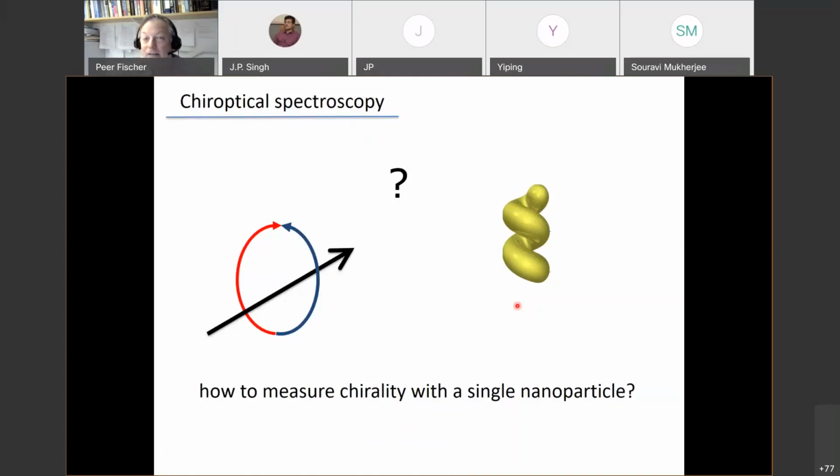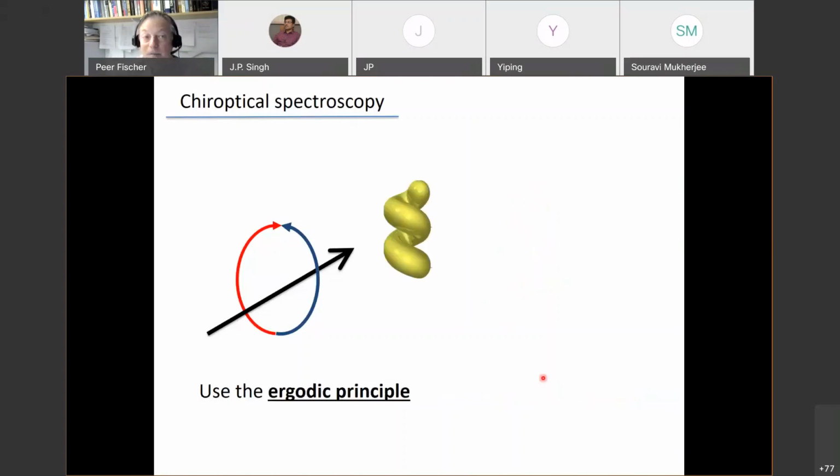So how do we get around it? If we fix it, then we have a problem. Because if we fix this structure, then we are liable to measuring the wrong thing. So how can we solve it? Well, this is the solution to this problem that we pursued. If we let this structure tumble freely in solution, then we can use the ergodic principle and we can do a true error-free measurement of chirality with a single nanostructure.